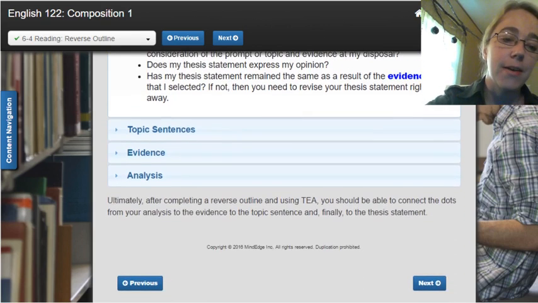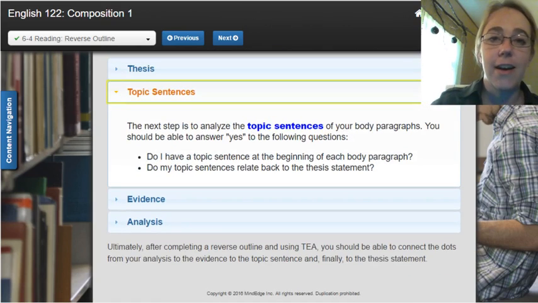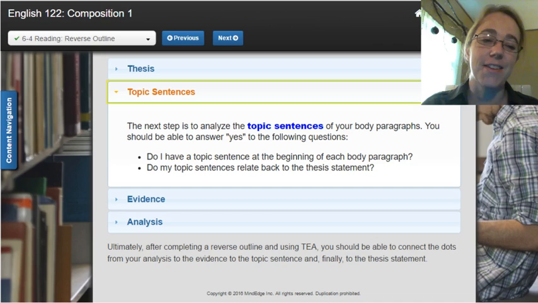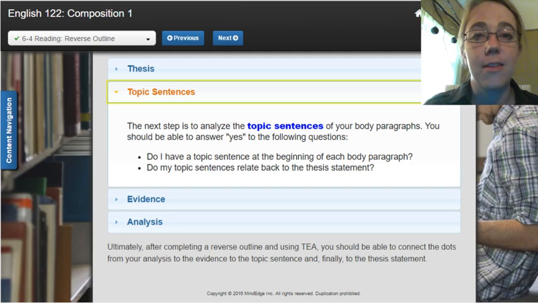Now, the second part of our T analysis is topic sentence. And this is incredibly important because remember that we're writing structured essays now, and while MindEdge offers questions and prompts to support our thinking, we really need to be formulating our answers to these prompts into full effective paragraphs. And part of an effective paragraph is having a topic sentence. So let's make sure that each of our body paragraphs has a topic sentence, and we should be able to say yes to both of these two questions.